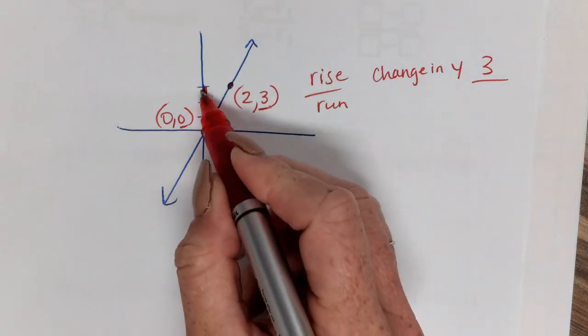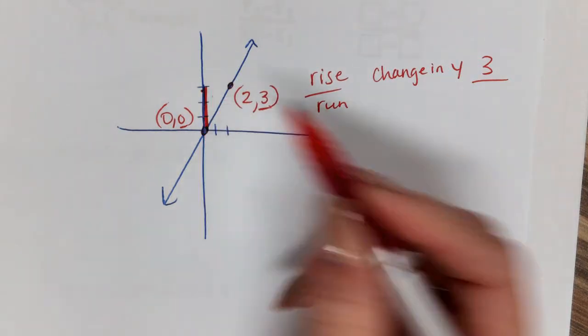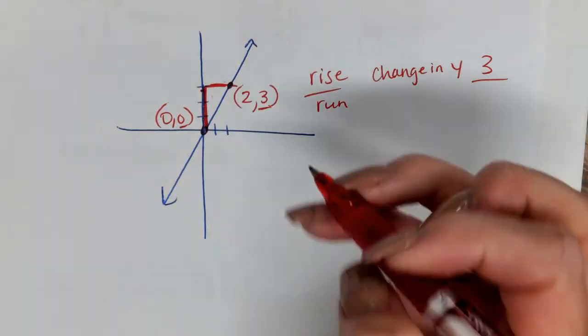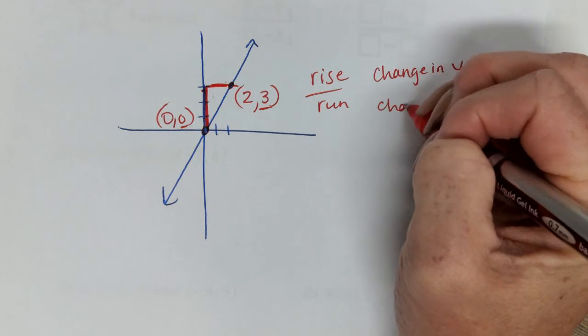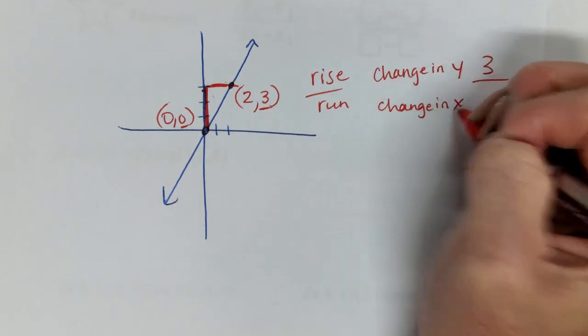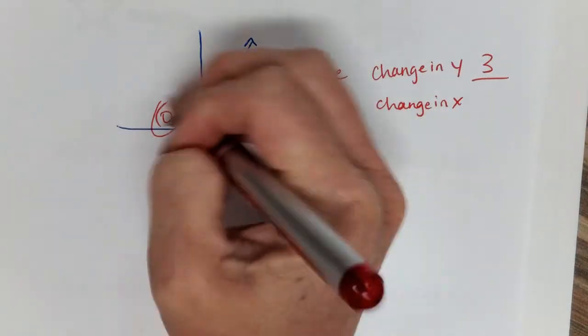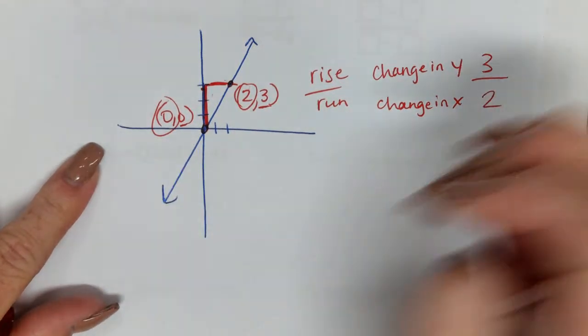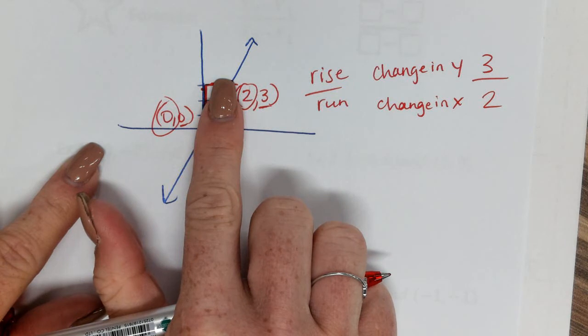Does everybody see that was the rise? 1, 2, 3? Yes or no? And what was the run here from here to here? 2. That's your change in the x value. So everybody look at the x values. I circled them. What's 2 minus 0? Was that the run? Yes or no?